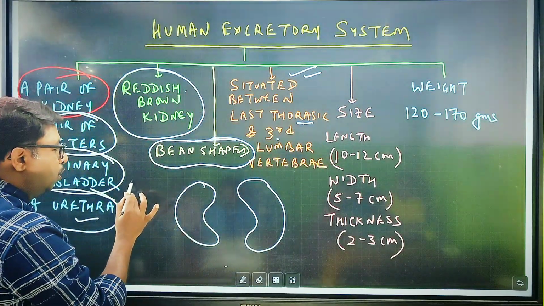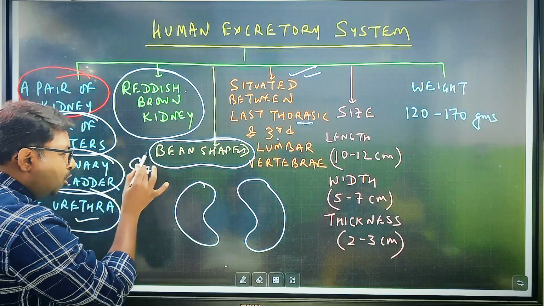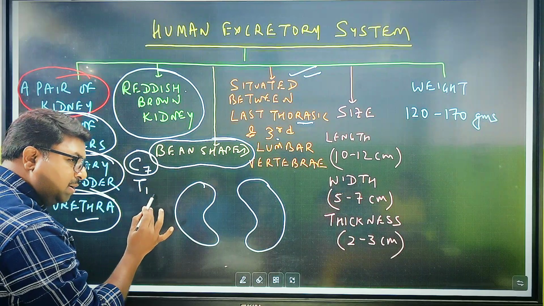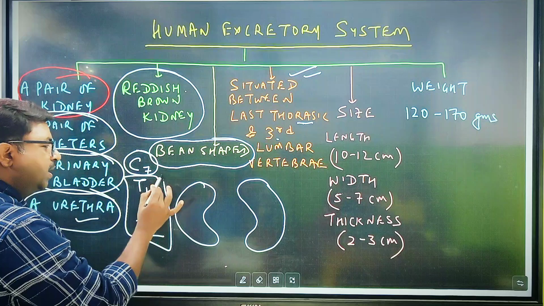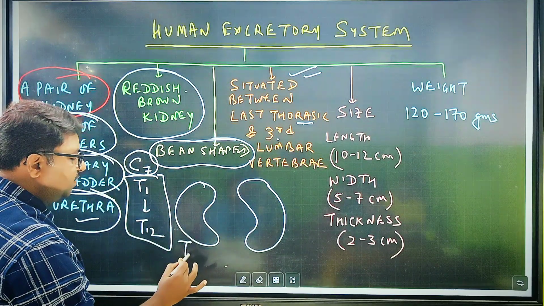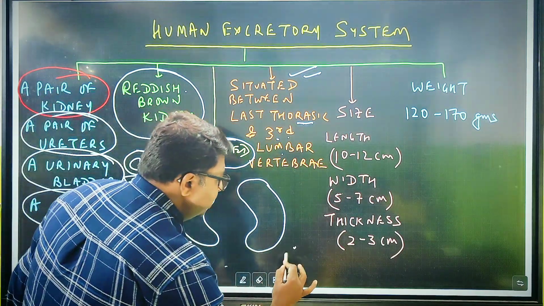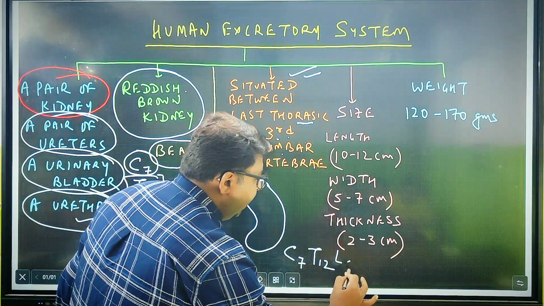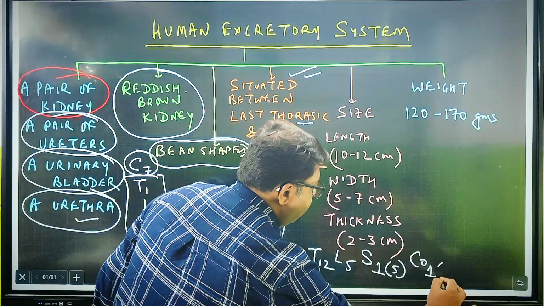Last thoracic means, you know, in the vertebral column, it starts from thoracic 1. I'm not talking about cervical 7. But when we talk about thoracic, it starts from T1 to T12. So there are 12 thoracic vertebrae. The last thoracic is T12, and third lumbar. When we talk about lumbar, what is the vertebral column formula? It is C7, T12, L5, S1 under bracket 5, coccyx 1 under bracket 4.